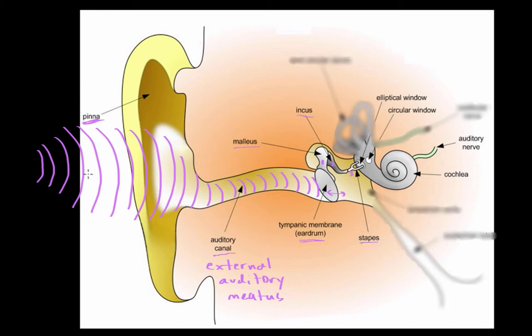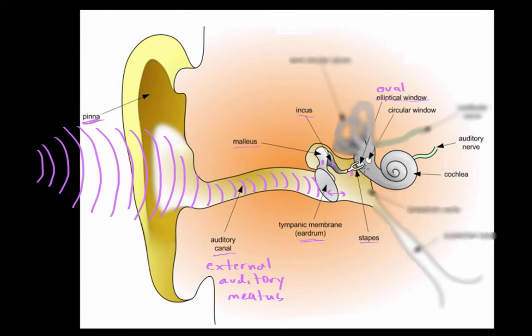So let's just recap real quick. The sound waves come in, get funneled by the pinna into the external auditory meatus, otherwise known as the auditory canal, then hit the eardrum, otherwise known as the tympanic membrane, and the eardrum starts to vibrate back and forth. And this vibration causes 3 little bones known as the malleus, incus, and stapes to vibrate back and forth accordingly. So the next thing that happens is the stapes is attached to this oval window over here. It's known as the elliptical window, which I'm underlining here. It's also known as the oval window. So this oval window starts to vibrate back and forth as well.